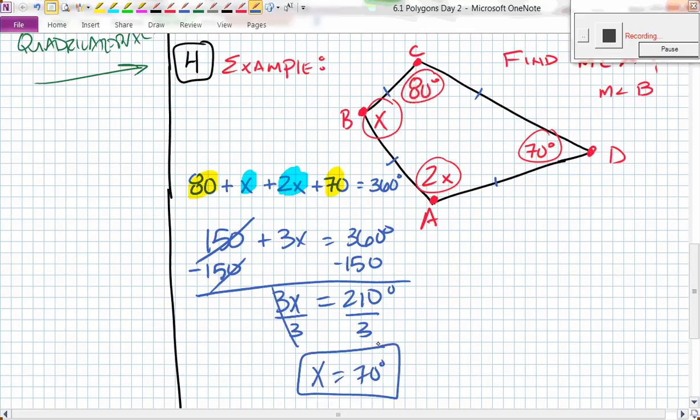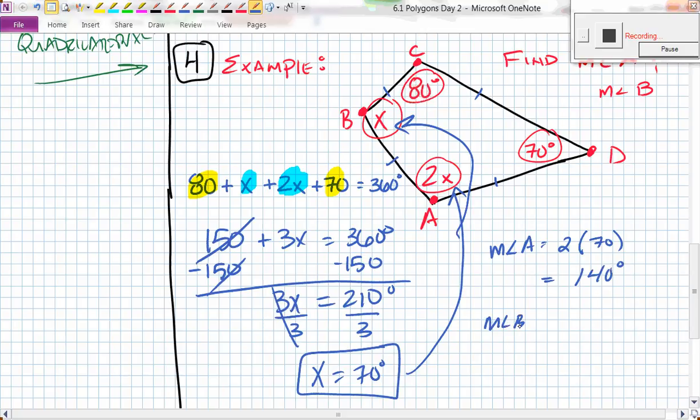Okay, have we solved the problem? No. I'm so glad that you guys realize that we're not done yet. What do we have to do? Yeah, we need to plug them back into angle A and angle B. So the measure of angle A is twice whatever x is, so that's 2 times 70, which must be 140 degrees. And then the measure of angle B is equal to x, which is 70 degrees. And that is your answer, everybody. I'm glad that you guys caught that. Almost everybody caught that and said, no, we're not done.